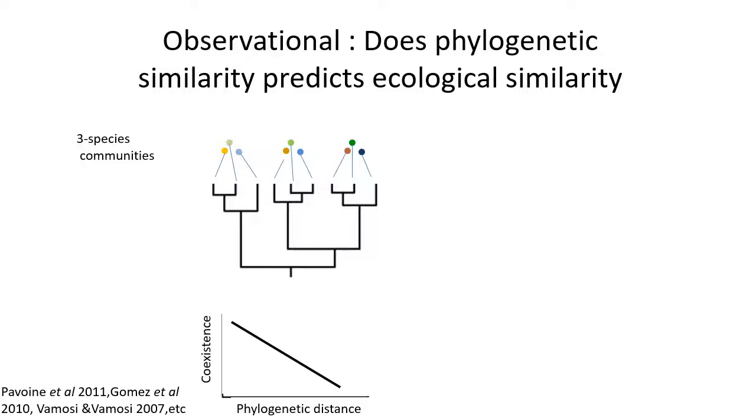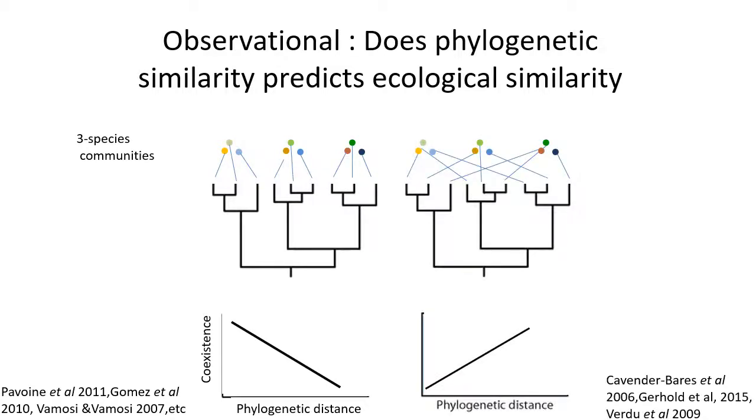And again, these cannot be exhaustive reviews. I apologize for anyone I've left off these slides because there are so many people who have been working in many of the fields I'm going to be talking about. We can also see the other pattern where we have communities assembled by one member from each of these subclades, where coexistence between close relatives is very rare. And again, we have many studies that show this pattern as well.